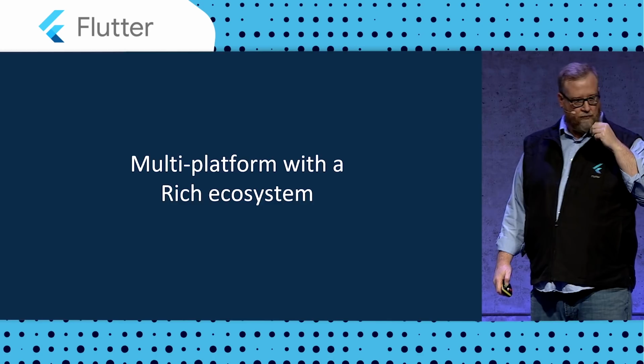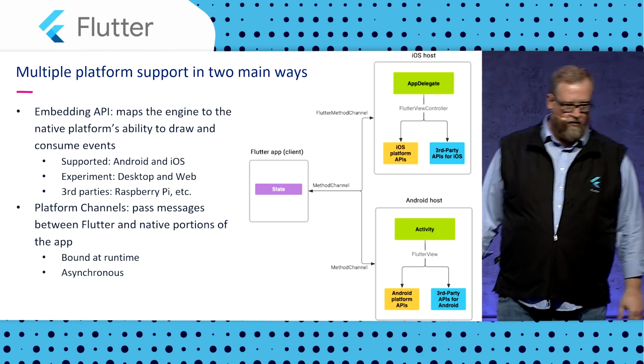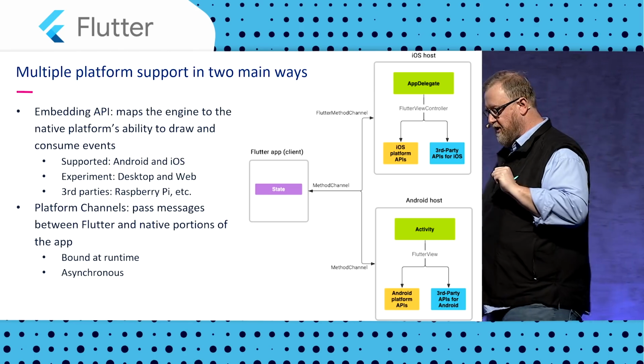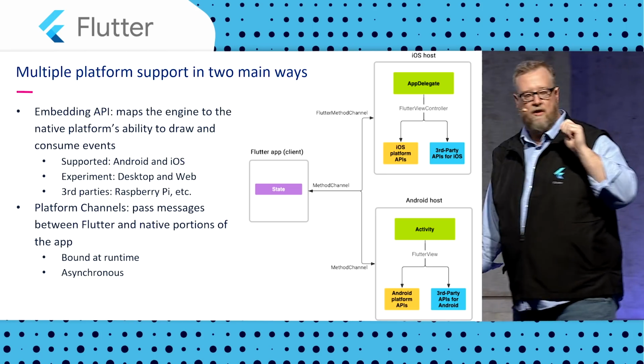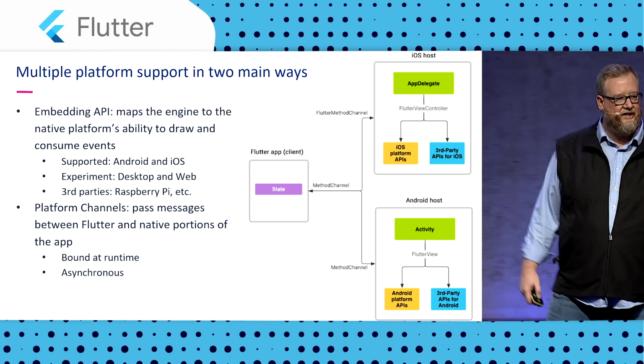So, what does it mean to be multi-platform? Well, we know today that Flutter supports, out of the box, as of December, in production release, Android and iOS. How does it do that? It does it with something called the embedding API. The idea is that most of Flutter is completely agnostic to the platform it's running on. But at the very bottom level, there has to be a mapping that says, oh, I want to draw a pixel on the screen. That happens differently on Android versus iOS versus something else.